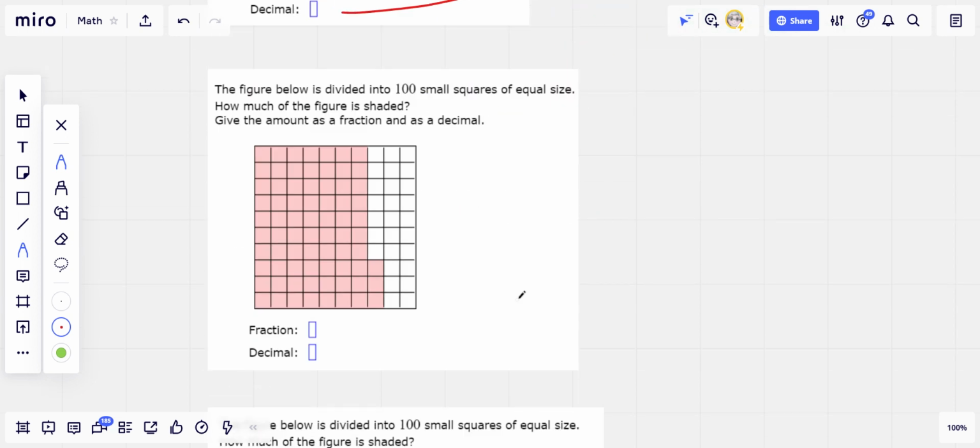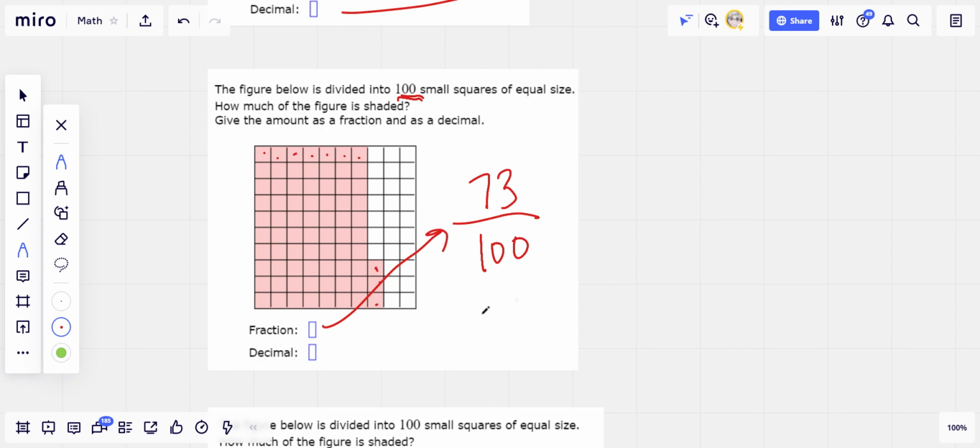So this one looks a little more complicated. They're telling us that the figure below is divided into 100 small squares. And it looks like, yeah, 10 in a column here. So let's count this really quickly. That's 1, 2, 3, 4, 5, 6, 7. So 7 columns of 10, that's 70 plus 1, 2, 3 more. So there are 73 shaded parts, and they're telling us the total number of parts is 100. So a fraction for this would be 73 over 100.